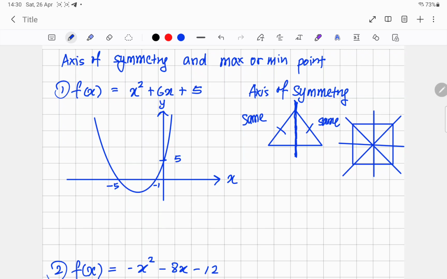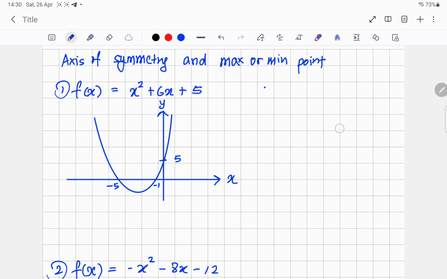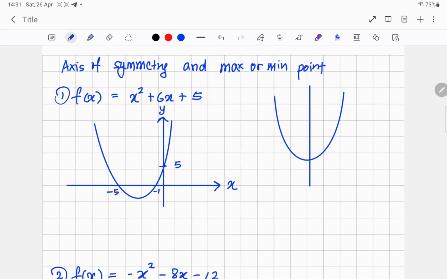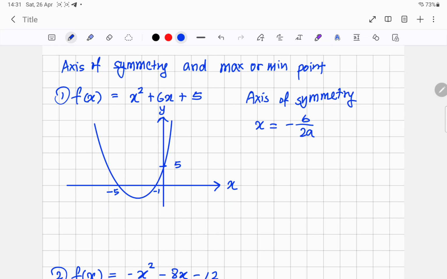This is symmetry. So a quadratic graph will also have symmetry somewhere here. When you cut this graph in half, this curve is the same as this curve. So this is the axis of symmetry. You can determine the axis of symmetry with the formula x equals negative b over 2a.